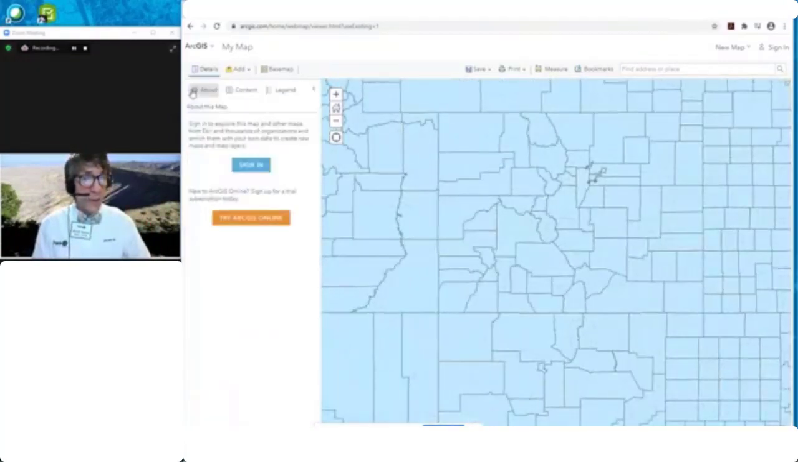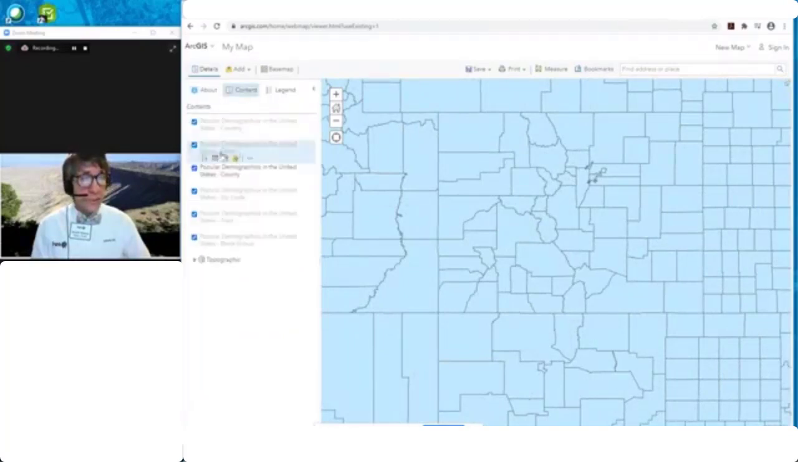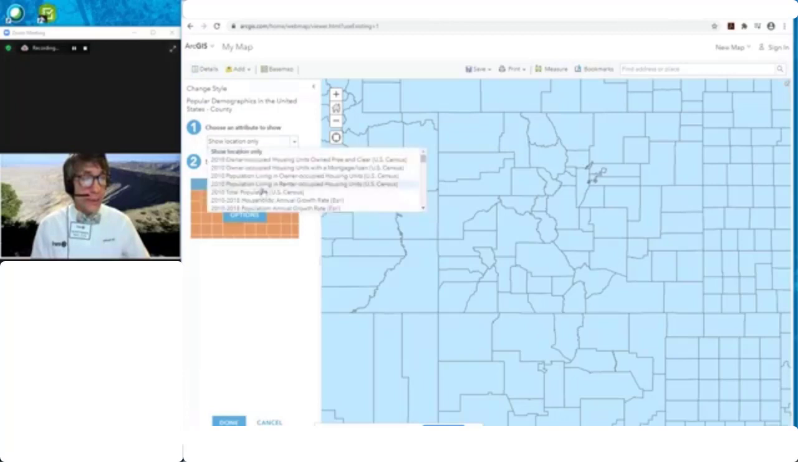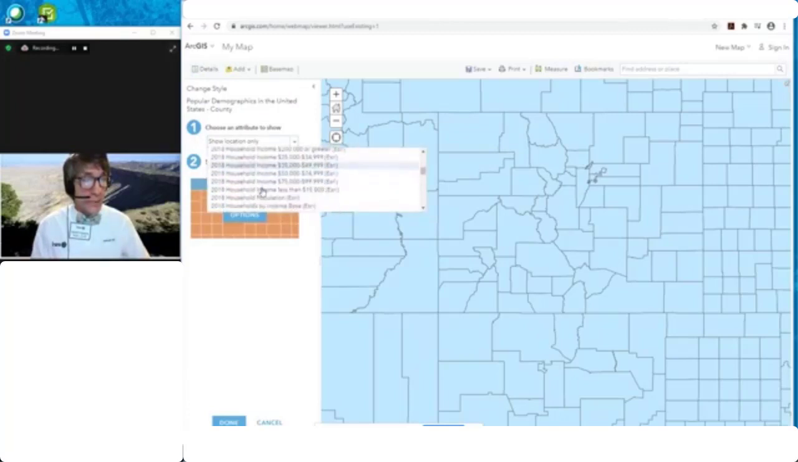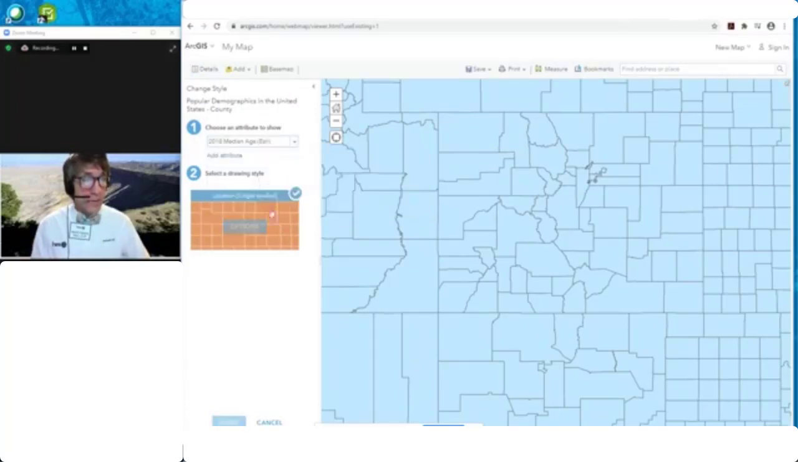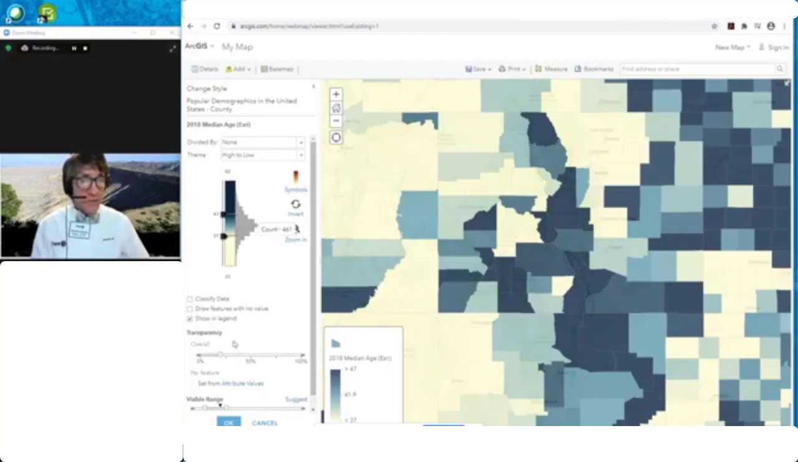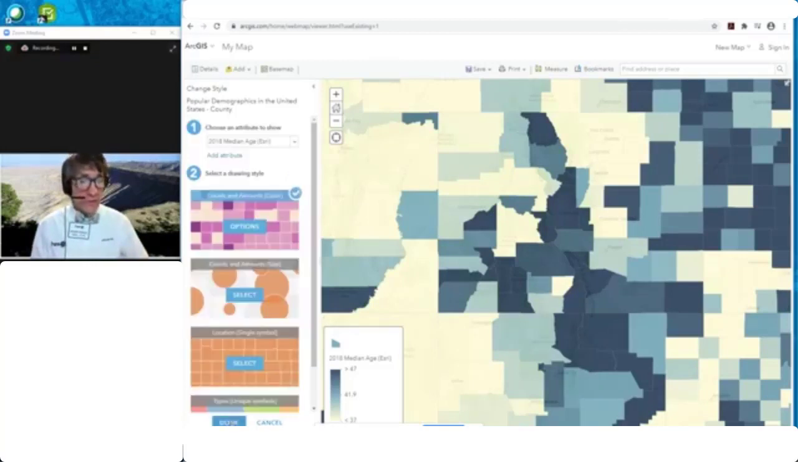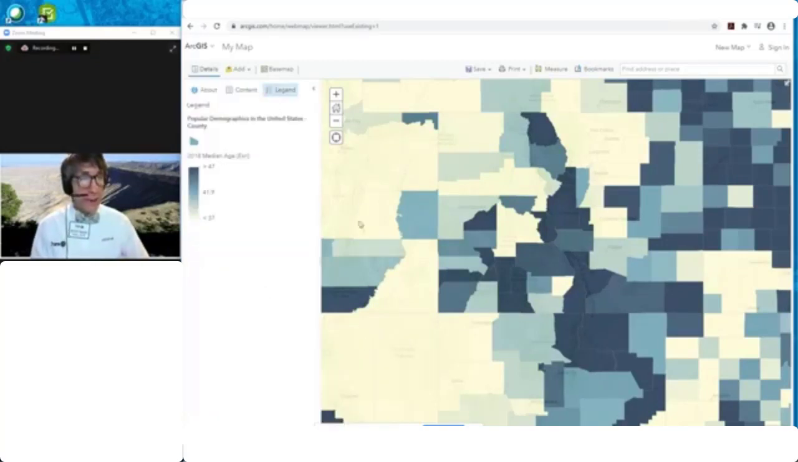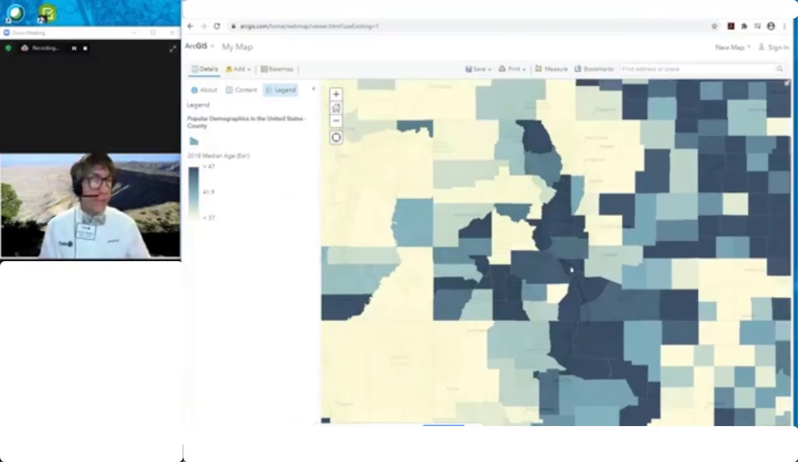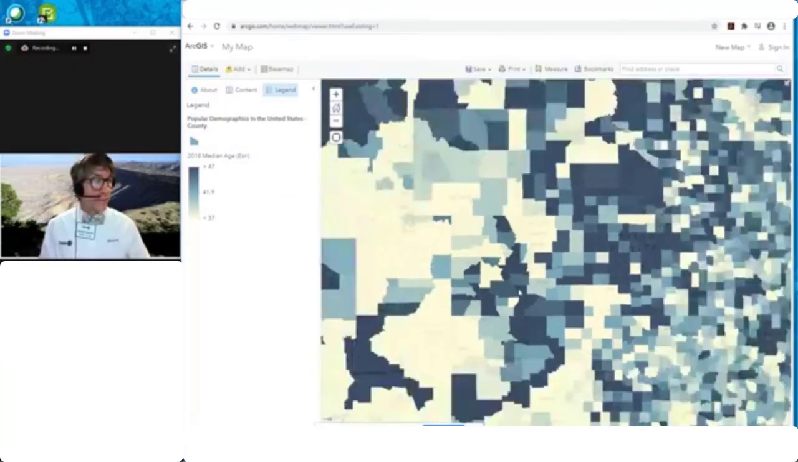So let's say, okay, well, that sounds good, Joseph, but how do I symbolize that? Well, again, I'm just going to go to the change symbol, and I'm going to say, well, what I want is median age. There it is. And I'm going to say options, and just for the interest of saving time, I'm going to take the defaults, and now I've got this sort of tan color for the younger and the purplish for the older population. So I can see at the county level now the different variations.